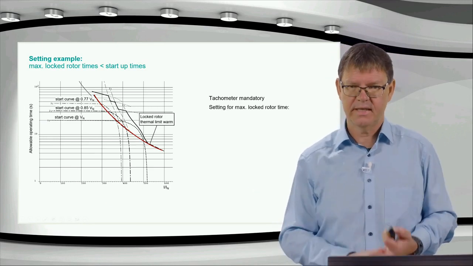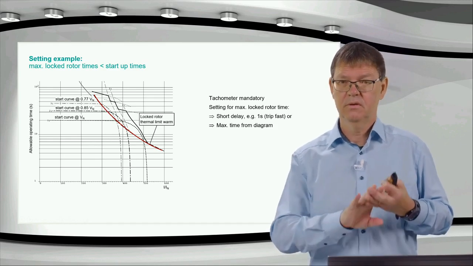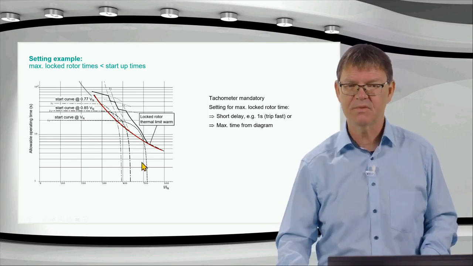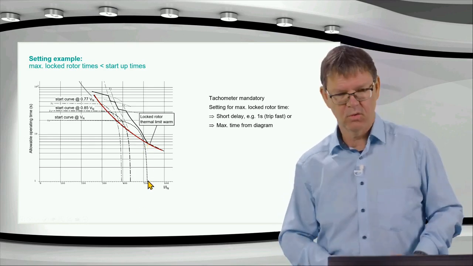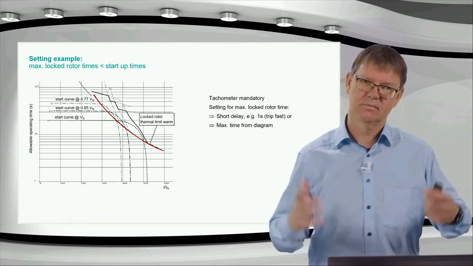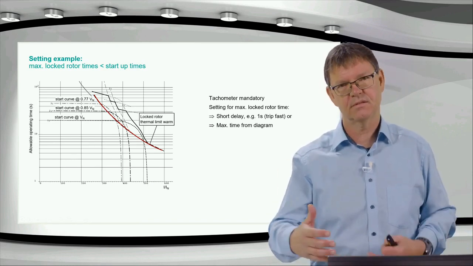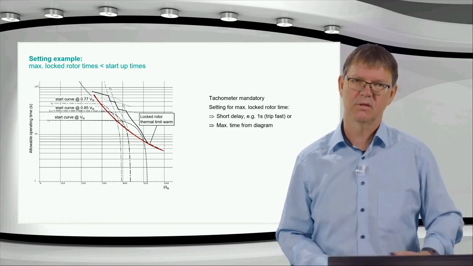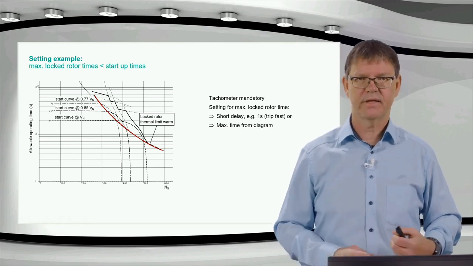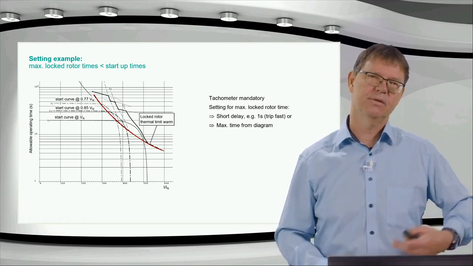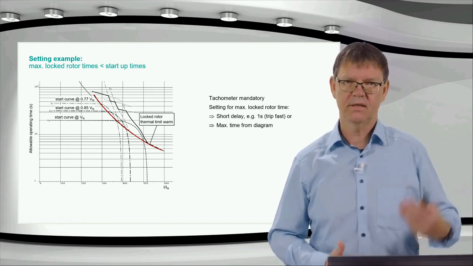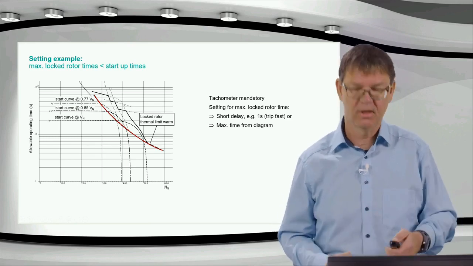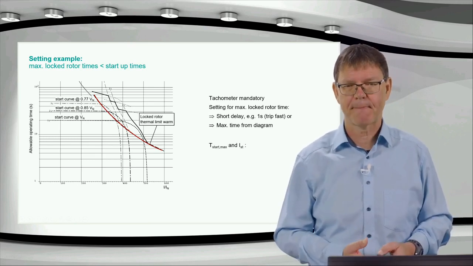Okay, in that case, the setting for the maximum locked rotor time is a short delay. Or you really use the maximum from this time diagram, then you bring the motor to the thermal limit. And then you have to decide, is this reasonable? Does this make sense or not? Maybe it makes sense if you have the hope that the motor still starts after a couple of seconds when it's locked, that it starts anyhow, and then you can make a start. Or you say, okay, if I find out the rotor is not moving, then I trip in a relatively fast time.